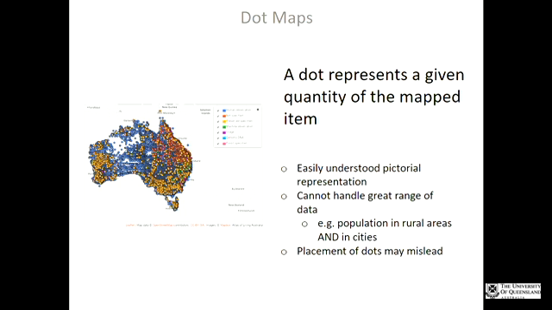But this is not very meaningful, is it? It doesn't really tell us anything about the distribution of the Australian magpie, apart from the fact that they pretty much occur everywhere, apart from here. So it's not really that useful. In some cases they can be an easily understood pictorial representation, but there are some issues with it. One of the key issues is they can't handle a great range of data. You've probably got large variation in the number of locations, but you can't see it. You can see where they're not and where they are, but that's about it. And the placement of dots on top of each other can be misleading, so we can't detect that variation very well.